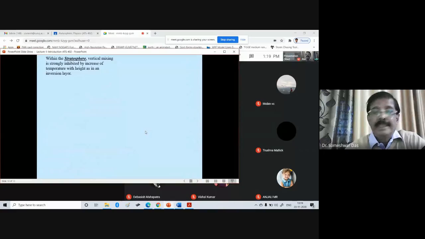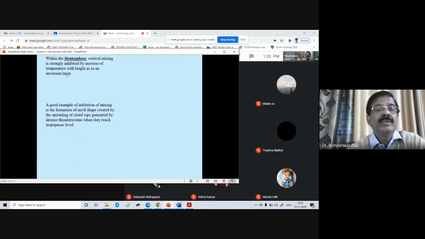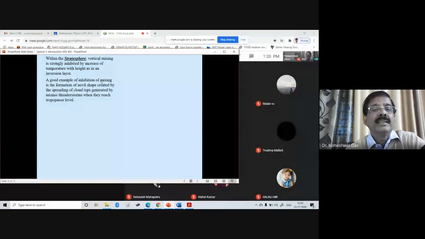Then within the stratosphere, the vertical mixing is strongly inhibited by the increase of temperature with height, as in an inversion layer. As I said earlier, within the stratosphere, because of the presence of the ozone which absorbs the UV radiation, temperature increases with height in the ozonosphere, the ozone layer. A good example of inhibition of mixing is the formation of the anvil shape created by the spreading of cloud tops generated by intense thunderstorms when they reach tropopause level.